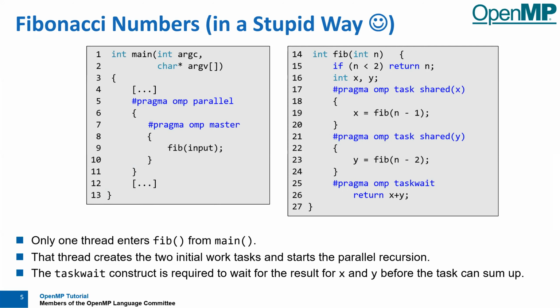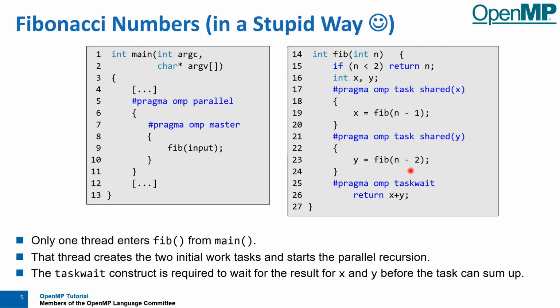All right, and here's the canonical example of computing Fibonacci numbers in a really interesting way. So the idea is, again, the main thread will kick off the computation. It will kick off the initial root of the recursion, and then going down through the recursion, as long as n is larger than 2, create a task to compute Fibonacci of n minus 1 and store that into x. Then another task to compute Fibonacci of n minus 2, store that into y. And then we have to return x plus y.